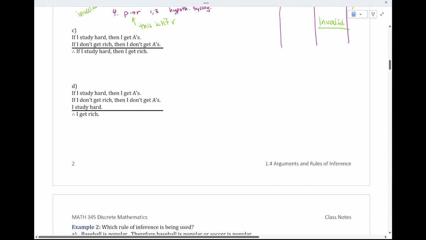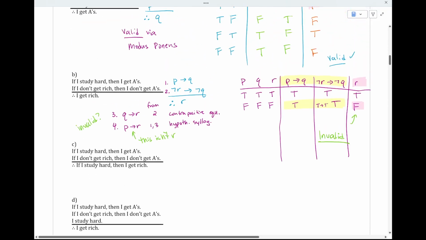Okay. And when you're trying to show an argument is invalid, you do have to find this row. You can't just do what I did over here and say, I can't figure it out from the rules, because maybe you just missed one of the rules. Finding the line from the truth table is the definitive way that you show an argument is invalid.